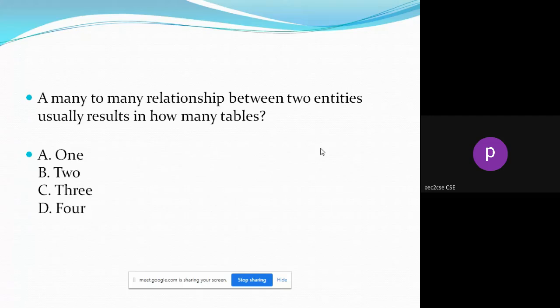So next, a many-to-many relationship between two entities usually results in how many tables? These are the questions related to ER diagram.